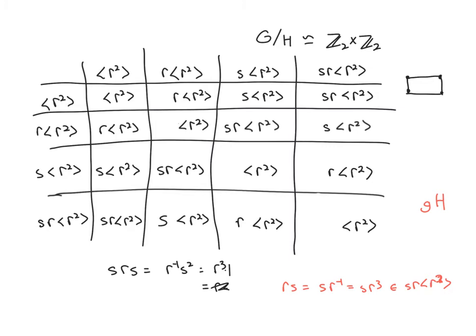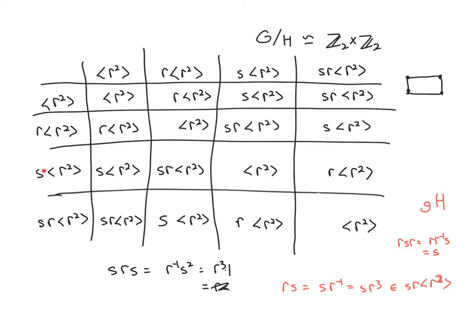Well, you do the group properties, and you write R times SR as R times R inverse times S. Well, the R inverses cancel and you just get S. So R times SR gives you S. So that's 2 rows down.